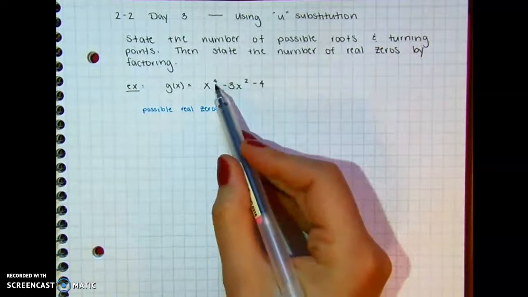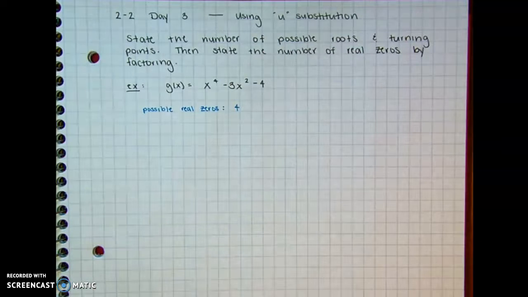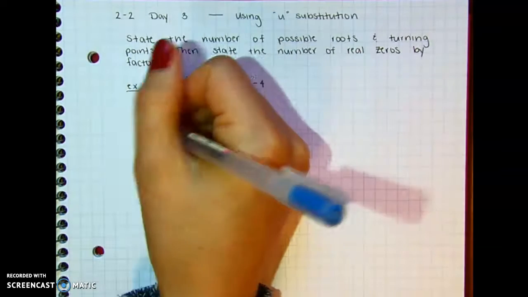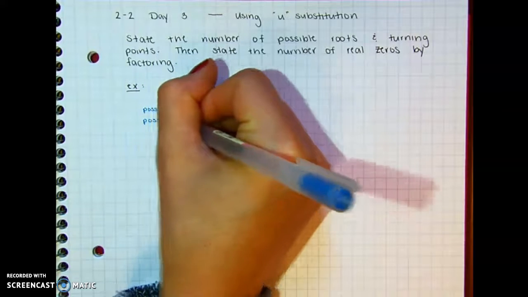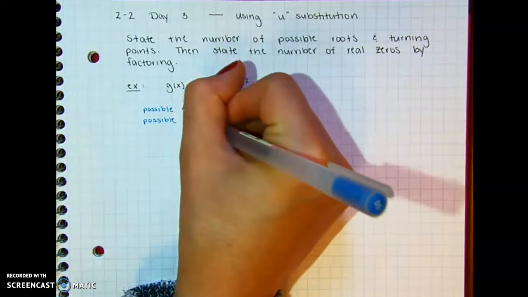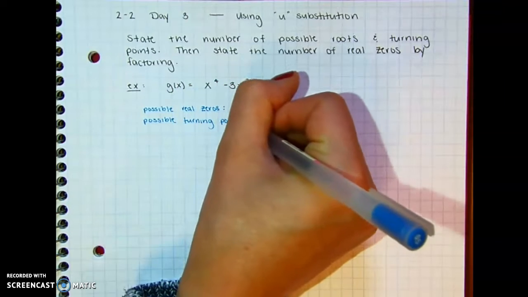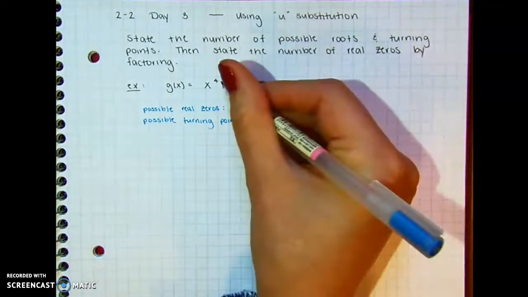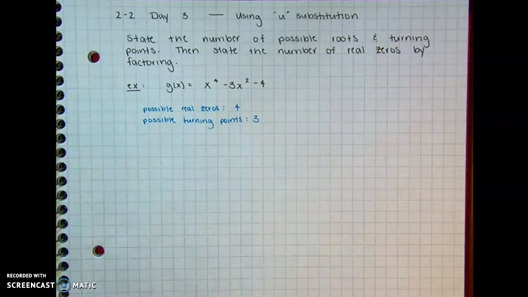That is the degree, right? So there's 4 possible real zeros. And possible turning points is the degree minus 1, so there's 3 possible turning points. So if I wanted to graph this, or if I wanted to know what the real zeros were, I need to now factor it.